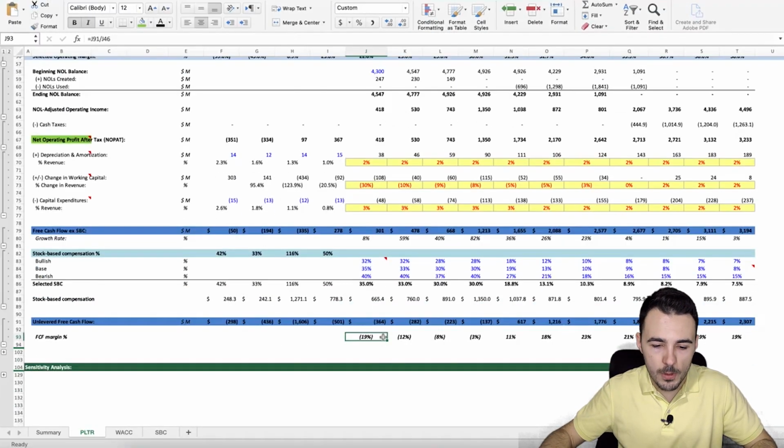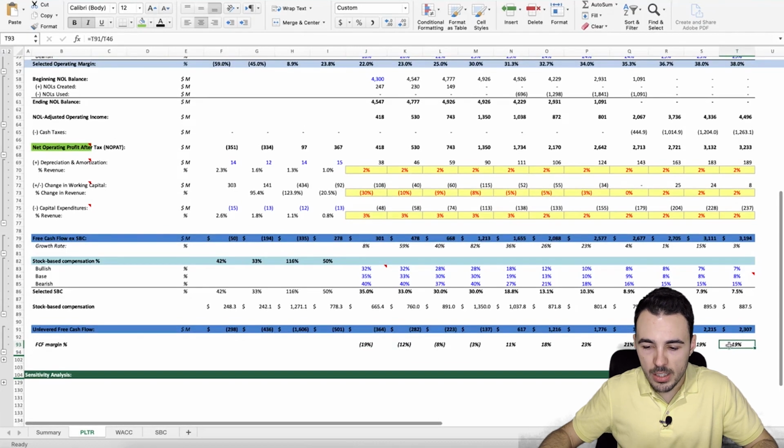And secondly, I do not need to model the amount of new shares that are going to be issued, which will make my model more accurate. As you can see here, we also have the free cash flow margin as percentage of revenue, and we have a 19% real free cash flow margin for the terminal year.